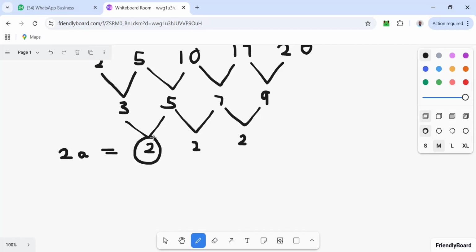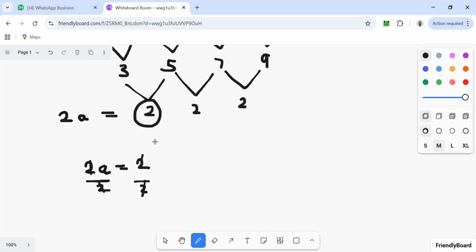So what I'm going to do is take this 2A and create an equation in order to solve for my A. So 2A is equal to 2, then divide here by 2, divide there by 2. These cancel out. 2 into 2 is 1. Therefore, A is equal to 1. So I've already found my A.